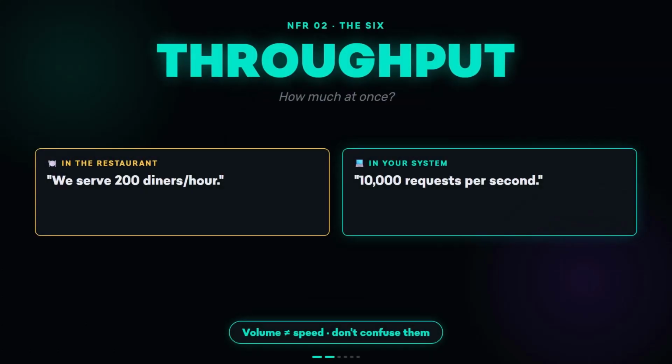Second, throughput. How much can the system handle at once? In the restaurant, we can serve 200 dinners per hour. In your system, we handle 10,000 requests per hour. Throughput is about volume. Latency is about speed. Don't confuse them. A system can be fast for one user and slow for 10,000.